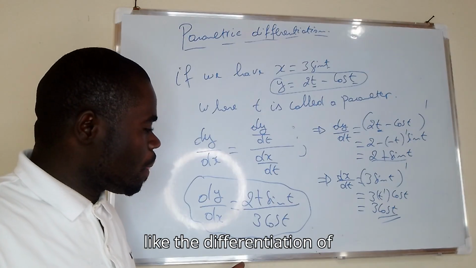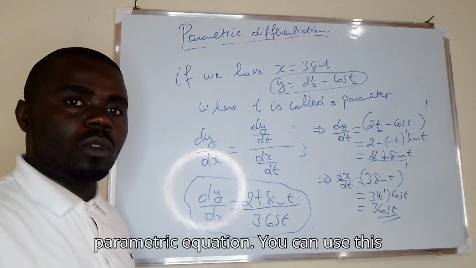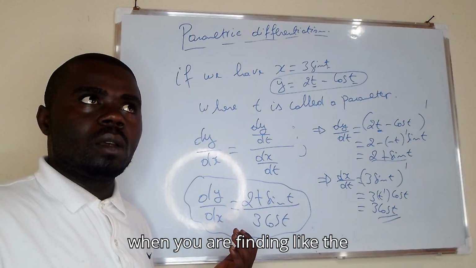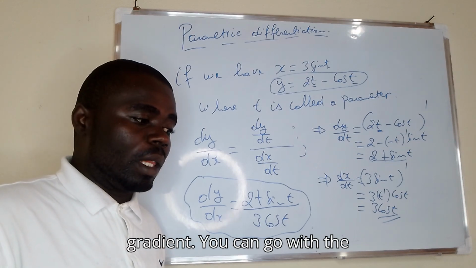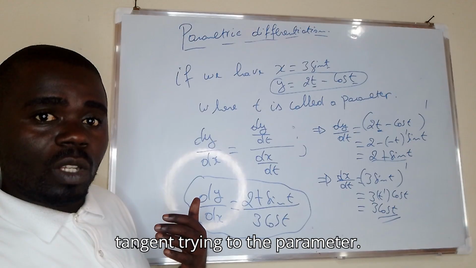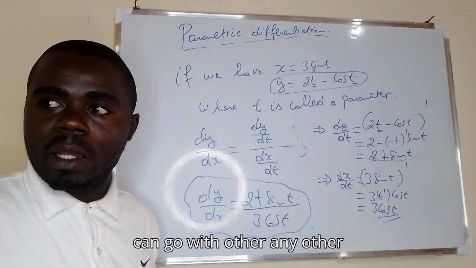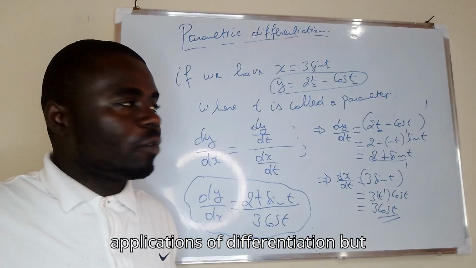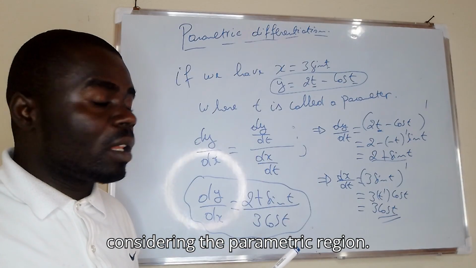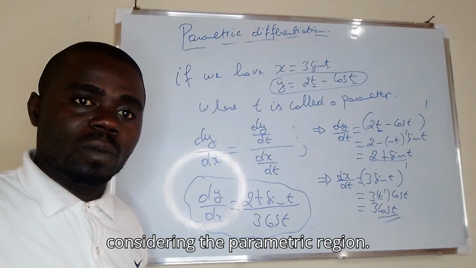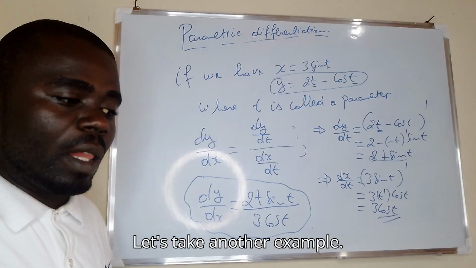We can use this when we are finding the differentiation of a parametric equation, like the gradient. You can go with the tangent line to the parameter. You can go with any other applications of differentiation, but considering the parametric equation. Let's take another example.